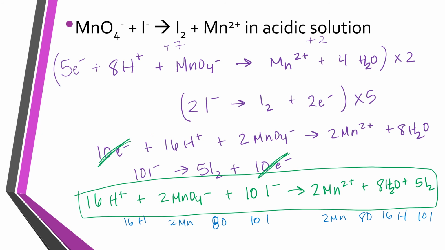Now let's look at our charges. We have plus 16 minus 2 minus 10. So that leaves me with plus 4 on the left. And then I have 2 times plus 2 is plus 4 on the right. So my elements are balanced and my charges are balanced.